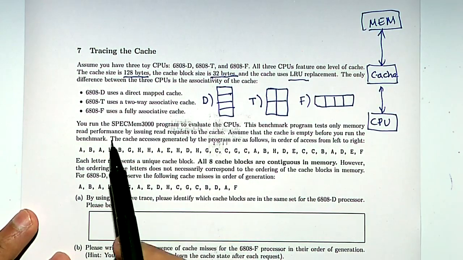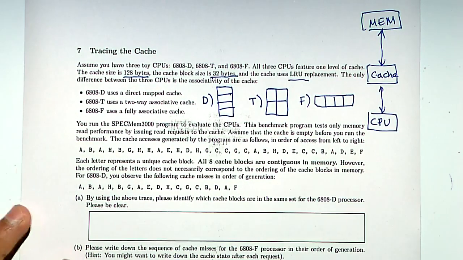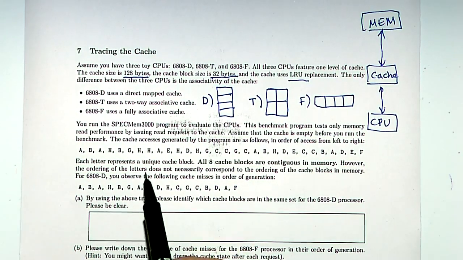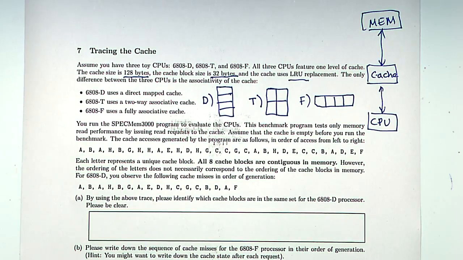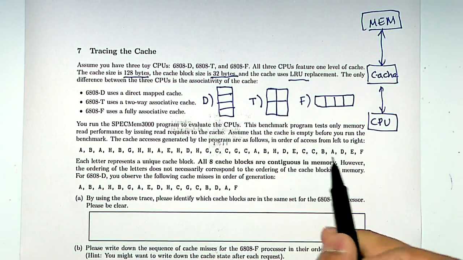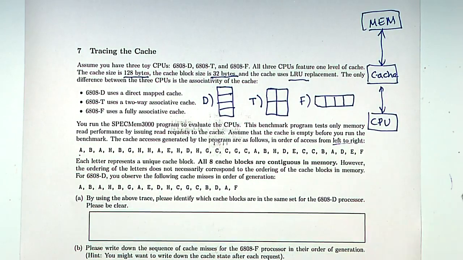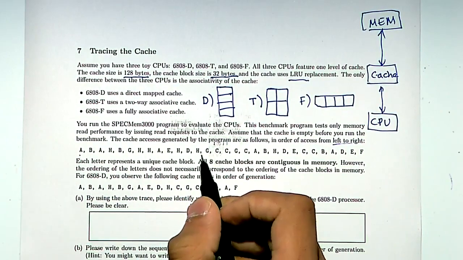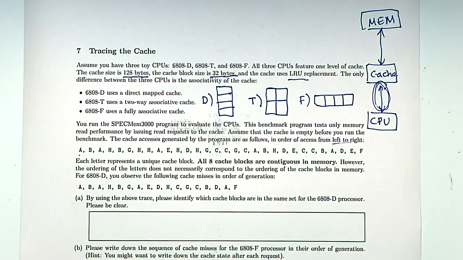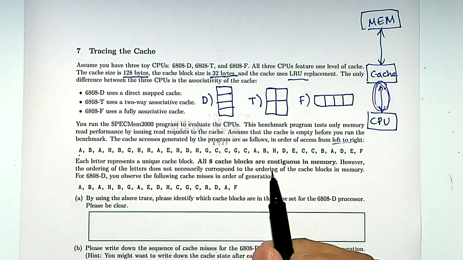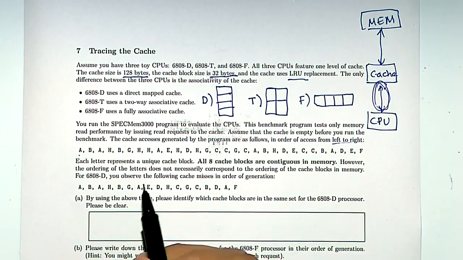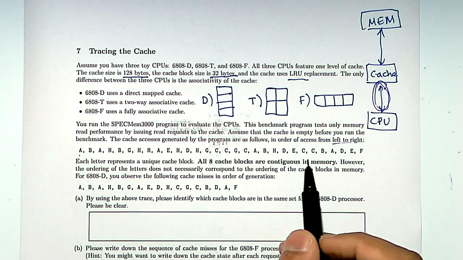So then we're told that we run this particular program to evaluate the CPUs. And this benchmark tests only memory read performance by just issuing a series of reads to the caches. And we're going to assume that the caches are empty before we run the program. Okay? So the cache accesses that are generated by the program are as follows, in order of access from left to right. So we have a sequence of accesses to a bunch of different blocks. So these are accesses to the cache by the program. So they're what's going on this bus. Every single letter here represents a unique cache block. And all 8 blocks are guaranteed to be contiguous in memory. However, the ordering of the letters does not necessarily correspond to the ordering of the blocks. So it's a mystery for us to solve. We don't know how these fit together.